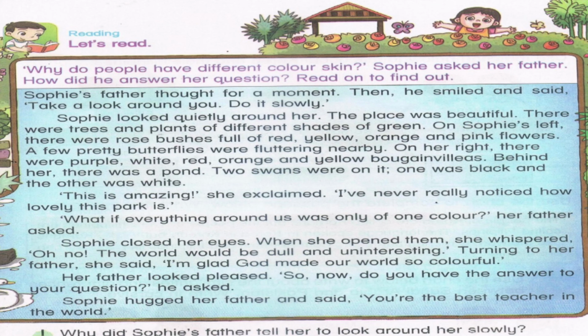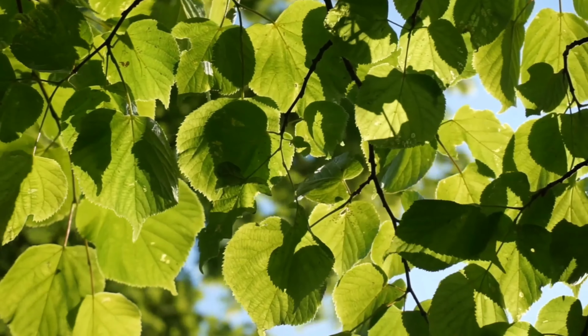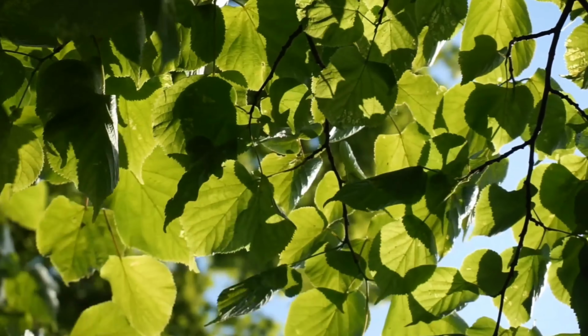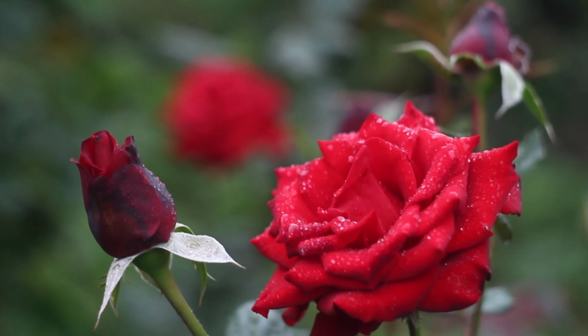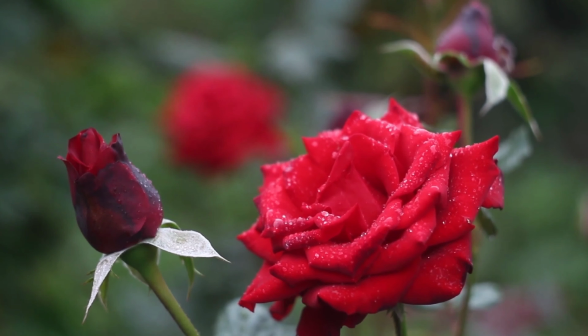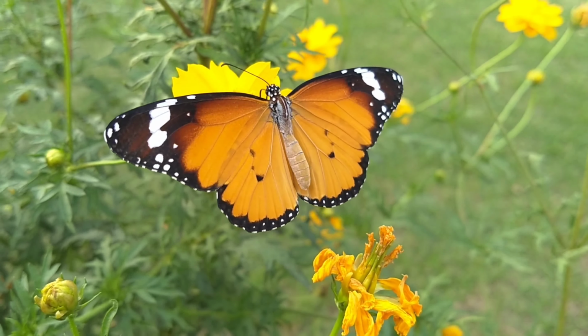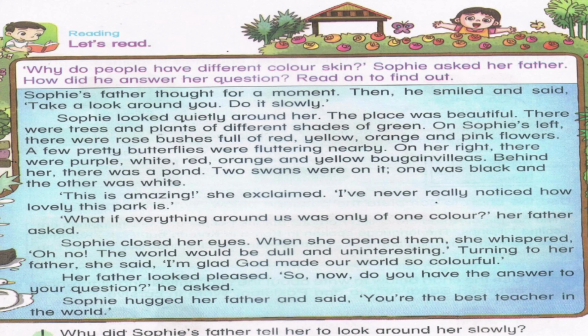Sophie's father thought for a moment. Then he smiled and said, "Take a look around you. Do it slowly." Sophie looked quietly around her. The place was beautiful. There were trees and plants of different shades of green. On Sophie's left, there were bushes full of red, yellow, orange, and pink flowers. A few pretty butterflies were fluttering nearby. On her right, there were purple, white, red, orange, and yellow bougainvilleas.